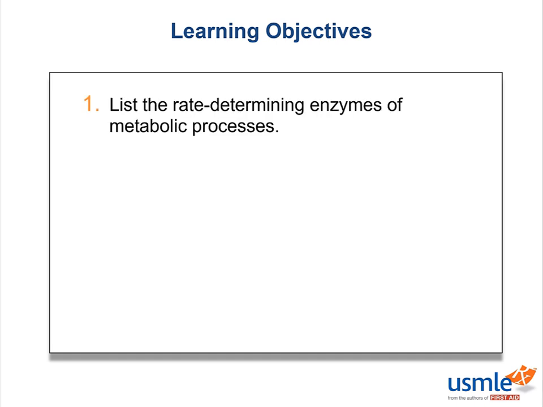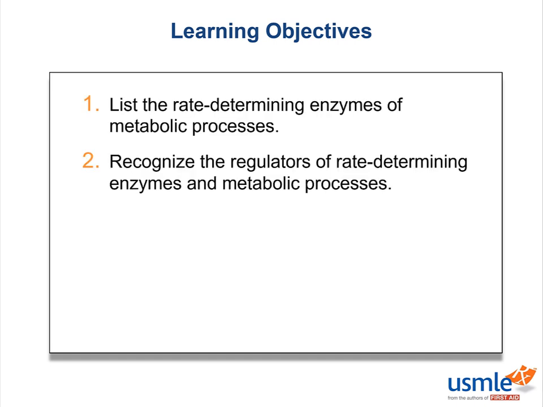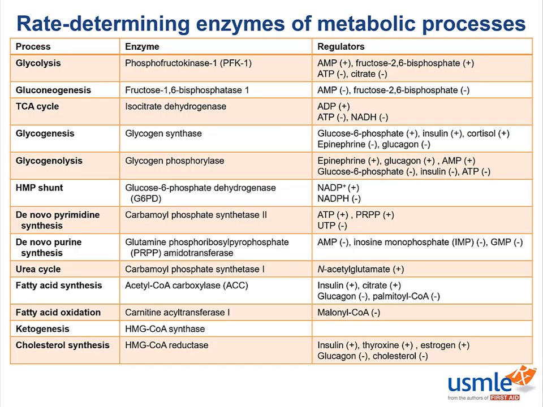Our learning objectives are to list the rate-determining enzymes of metabolic processes and to recognize the regulators of rate-determining enzymes and their metabolic processes. Here, we have a table of the different metabolic processes in the first column, the rate-determining enzymes in the second column, and the regulators in the third column.